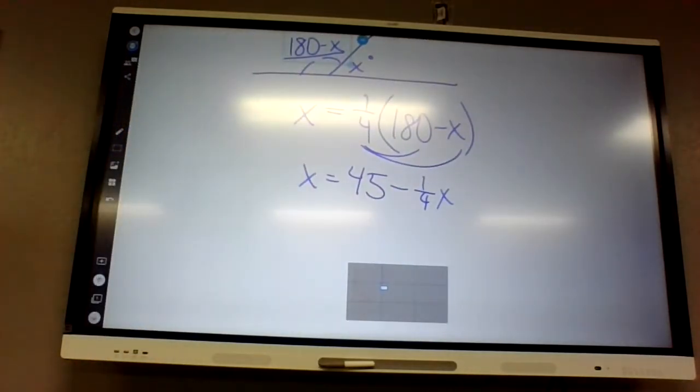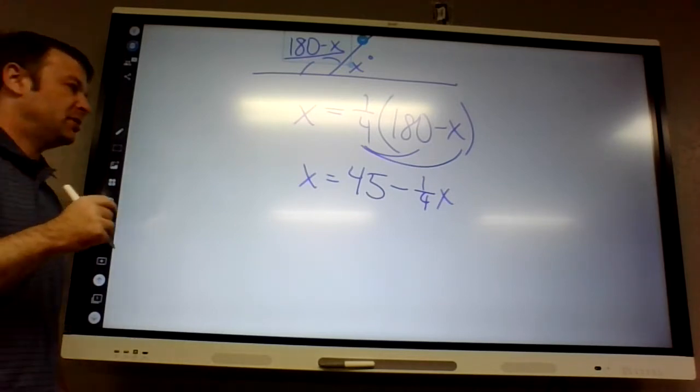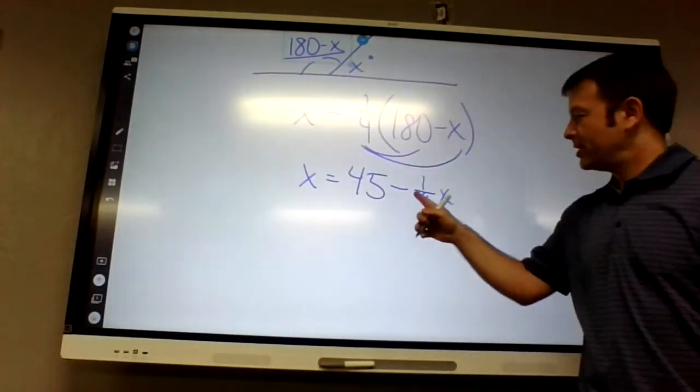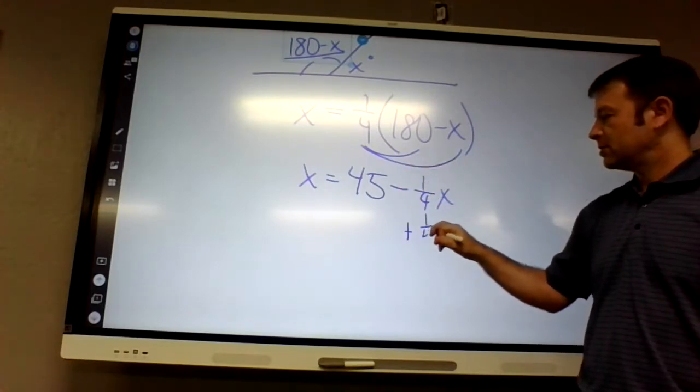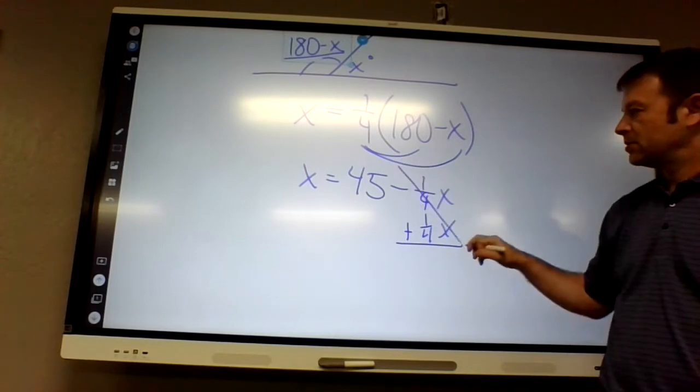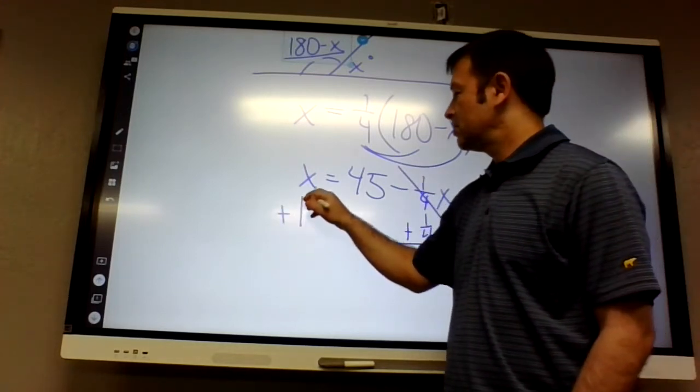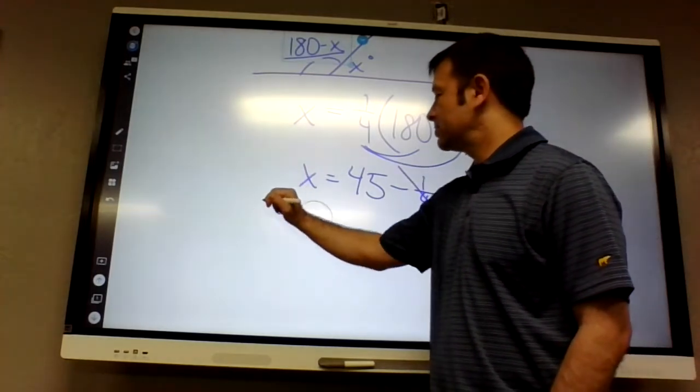Alright, we have x's on both sides. And remember how we did that? That's the very end of yesterday's. What do I do if I have x's on both sides? You want to get rid of them on one side. How could I get rid of minus 1/4 x? Add 1/4 x.